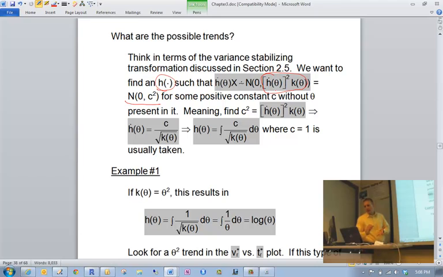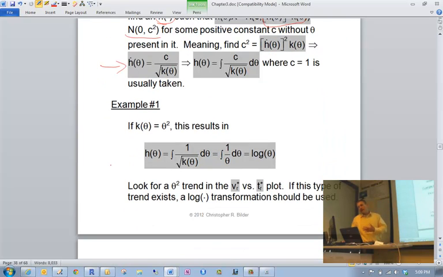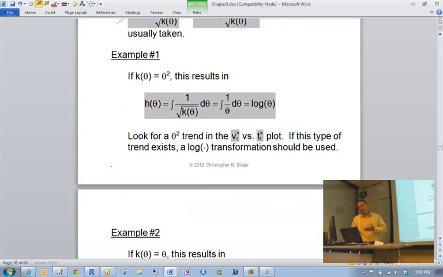And I showed you back in section 2.5 that what one could do is take h of theta to be the integral of c divided by the square root of k of theta, integrate with respect to theta. Typically, it doesn't matter what c is, it's just a constant. Most people just simply think the number 1. So take h so that you get the integral of 1 over the square root of k of theta d theta. Okay, so then this leads us into discussing what are possible trends.